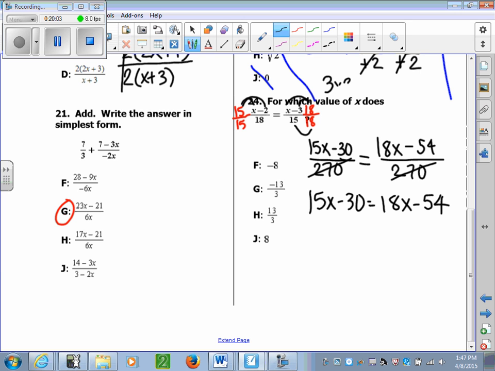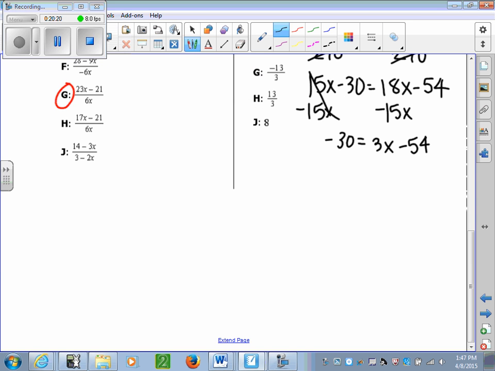Now I just need to combine like terms. So I'm going to move this 15x over to join this 18x. So that leaves me with a negative 30 equals 18 minus 15, which is 3x, minus 54. All right, let's now move this 54 over, so we're going to add 54 to both sides. That leaves me with a 24 equals a 3x, because those cancel. And then I divide both sides by 3, and that leaves me with 8 equals x.